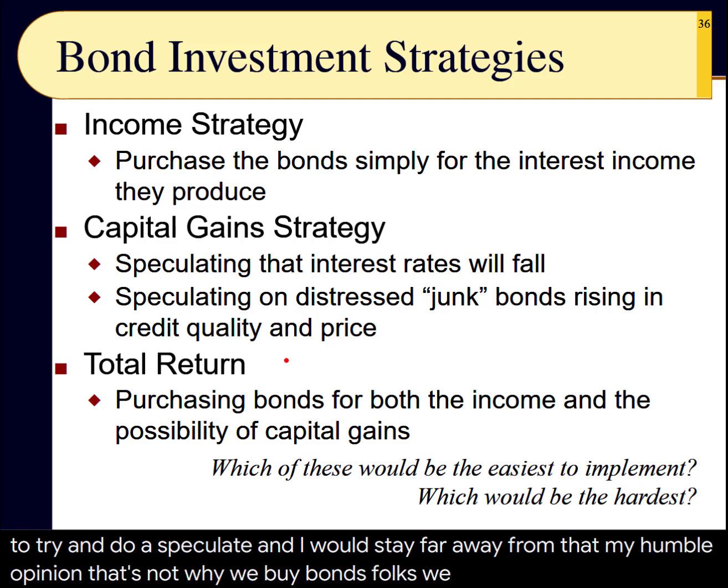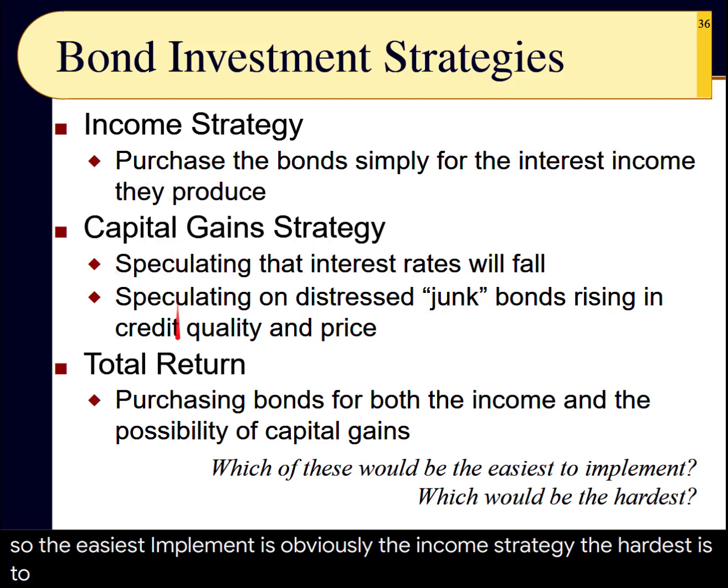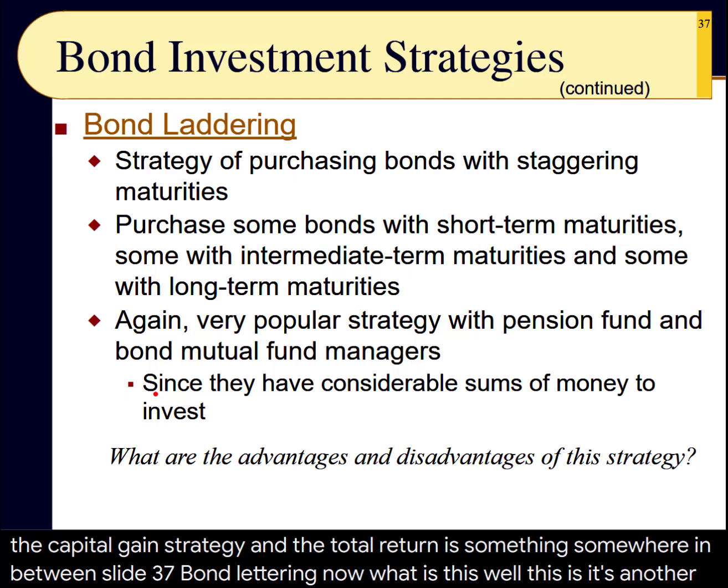We buy bonds for stability. So the easiest to implement is obviously the income strategy. The hardest is the capital gain strategy, and the total return is somewhere in between. Slide 37, bond laddering. Now, what is this? Well, this is just another example of diversification.